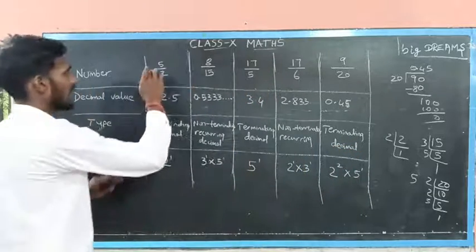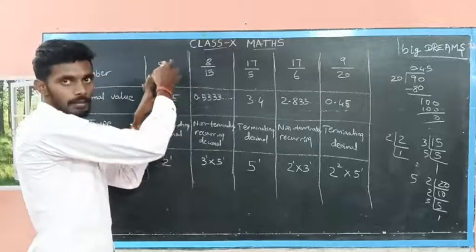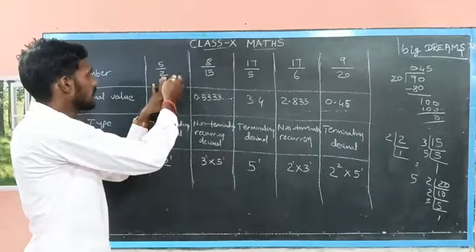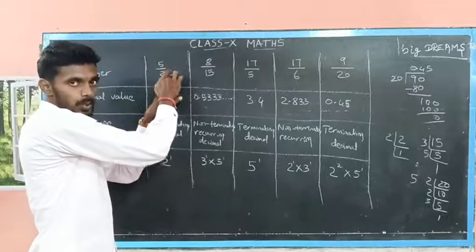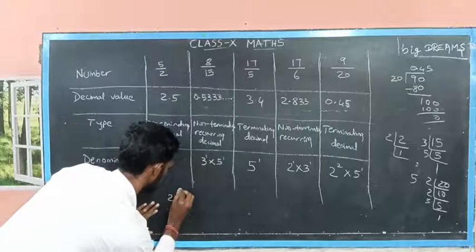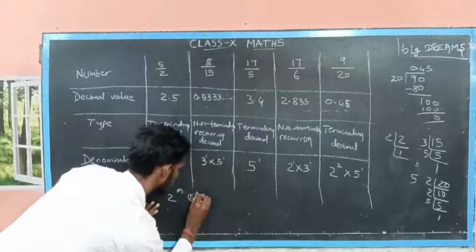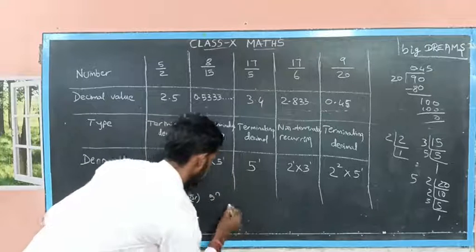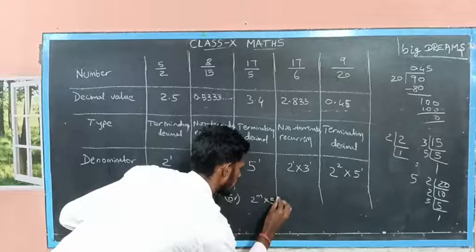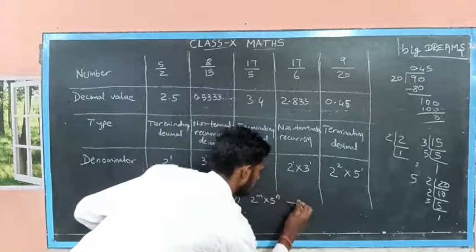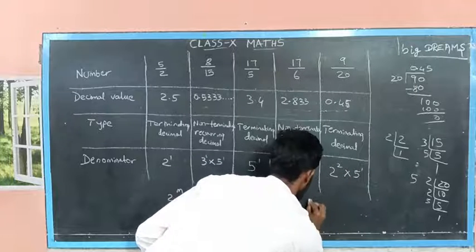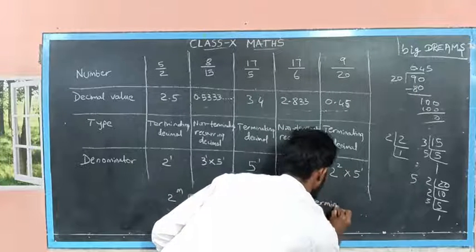So if I am having a rational number in the form p by q, where both p and q are co-prime numbers, and the factorization of q is either in the form 2 power m or 5 power n or 2 power m into 5 power n, then I can say the decimal value of the number will be terminating.